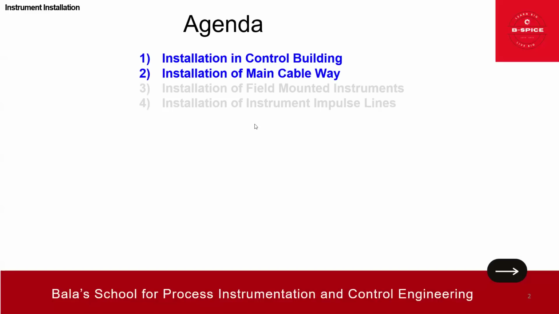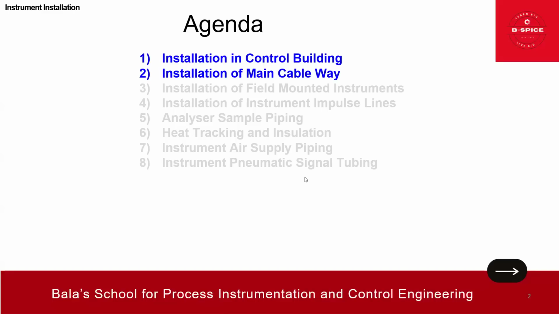And of course, instrument impulse lines. Many of you are aware of this, but still it will be a refresher for you. And analyzer sample piping criteria, then heat tracing and insulation. And of course, instrument air supply piping, this is for the control valve, all these. Then instrument pneumatic signal, so this is piping; the air supply is piping, and this is the tubing actually. Then, of course, the instrument wiring and earthing. In fact, the earthing I'm going to cover here itself.